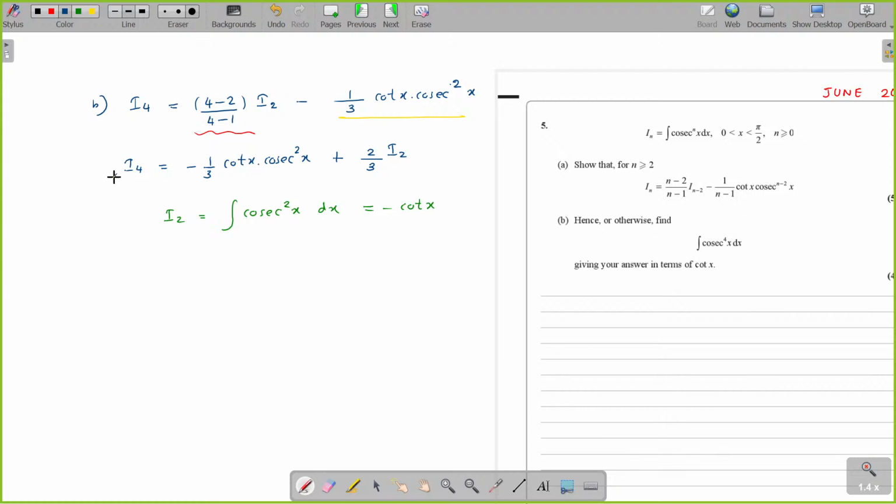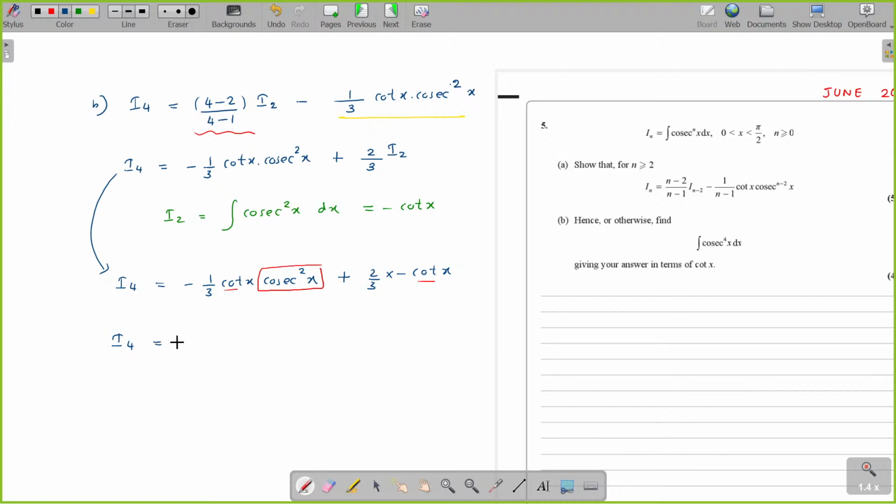So I2 coming back here, I4 equals minus 1 over 3 cot x cosec squared x, plus 2 over 3, I2 will be minus cot x. Guys, do you agree with me? Now how do I get rid of this cosec squared? The question says to get the answer entirely in terms of cot x. All of these are good except the cosec squared here. So what do we do for cosec squared? 1 plus cot squared is cosec squared, the basic trigonometry formula you learn in P2, isn't it? Okay, so let's apply that.